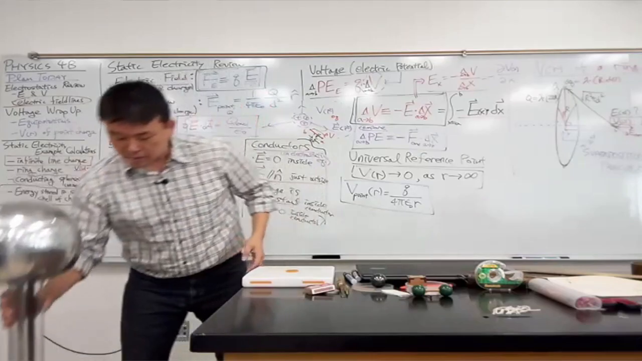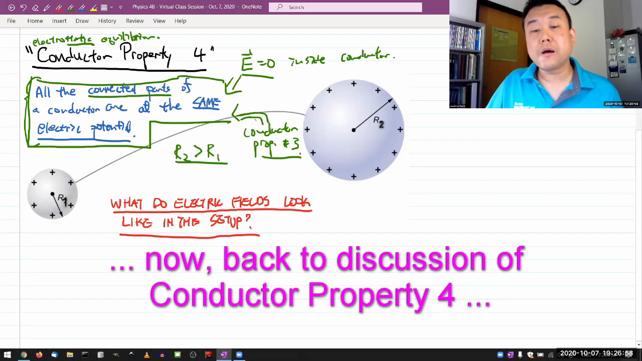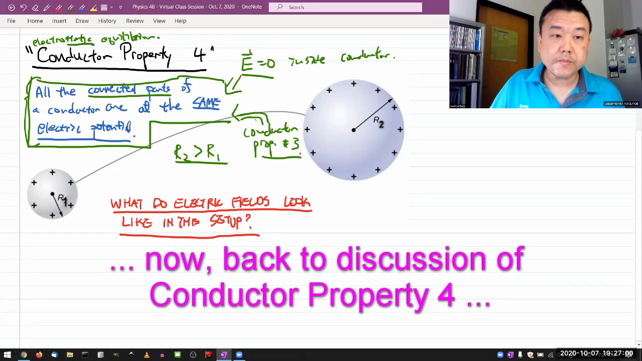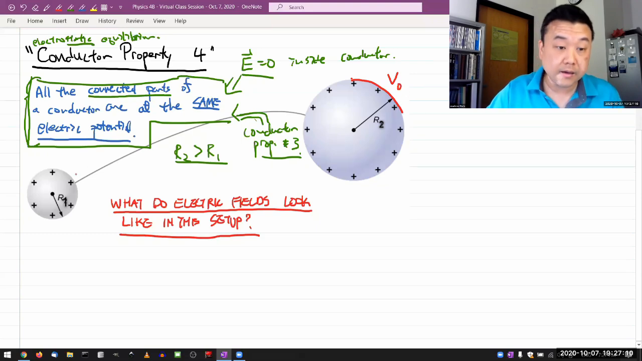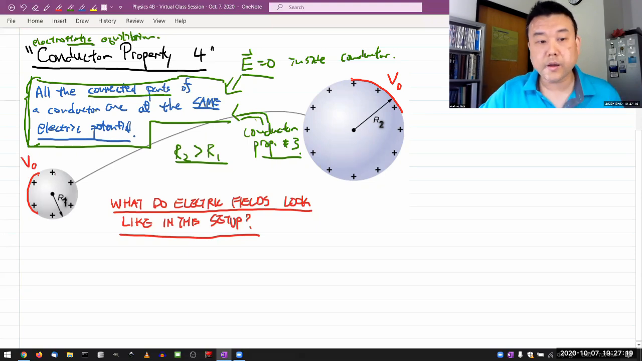So that is a property that you know, which means you can say this. If the surface of this conductor is at some voltage V0, you can say the surface of this conductor here is also at the voltage V0. That is the quantity that is being held constant.